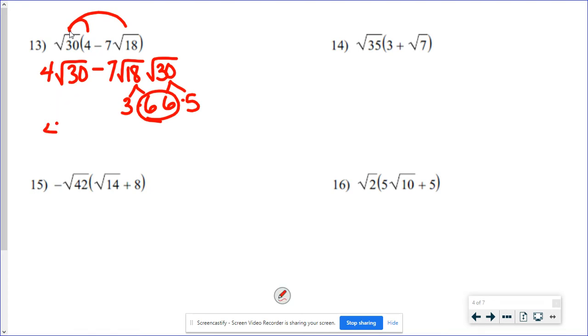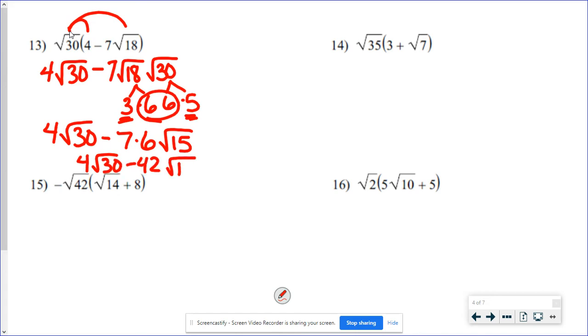So I have 4 rad 30, and then I had the 7 on the outside. I'm going to break a 6 out, and the 3 and the 5 go back together. The last thing I have to do is just multiply the 7 and the 6 together. And again, the 30 and the 15, they don't match. There's nothing there that's going to be able to go together. This isn't like the adding stuff that we were just doing.